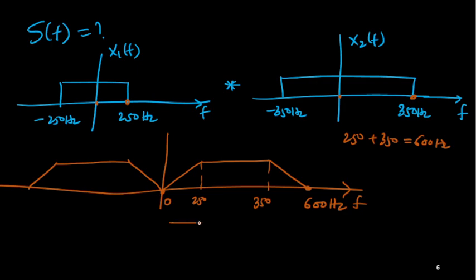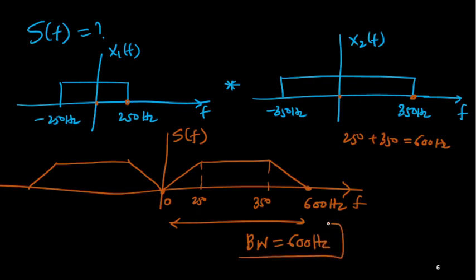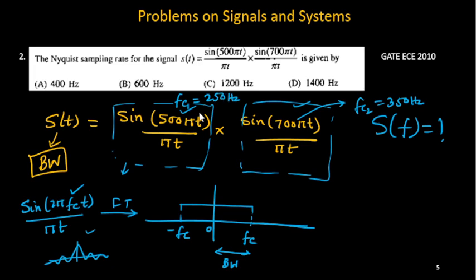What is the bandwidth of this? This is your overall signal SF. So the bandwidth, the maximum frequency, is 600 Hz. This is very, very important. So in short, what you will do is just find the frequencies. Just find the frequency of this sine wave, which is 250 Hz, and for this one, 350 Hz. If it is multiplied, just add these two. 250 plus 350 will give you 600.